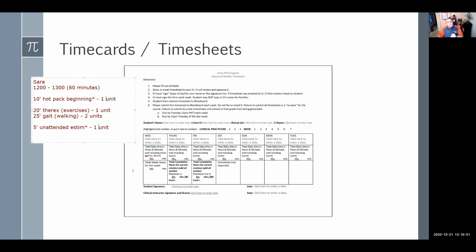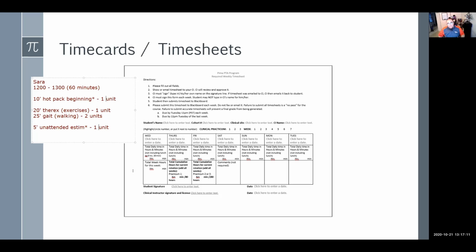Right? Because unattended eStim doesn't require any time. All it means is I put it on her. I get paid for putting it on or taking it off her. Hot pack, same thing. Putting it on, taking it off. It's just 1 unit for doing it. Now, if I put 2 hot packs on her, I only get 1 unit. It doesn't matter. Like if I put 1 at the beginning, 1 at the end, it's untimed. It doesn't matter. I just get 1.